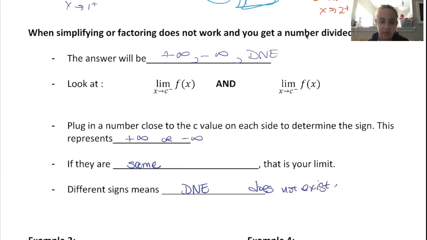So I've got 4 examples for us where we're going to go through each of those and come up with a couple of those scenarios. Maybe we get positive infinity, maybe we get negative infinity, maybe we get does not exist.